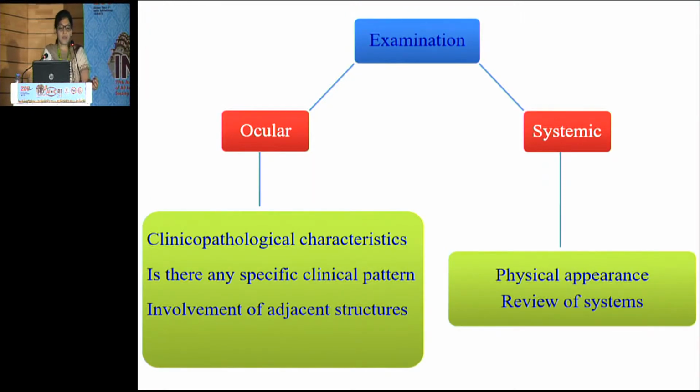Again, examination, I cannot overemphasize, it will be ocular and systemic. And there are three important things when we look at the patient in terms of ocular examination: look at the clinicopathological pattern. Are we dealing with granulomatous? Are we dealing with non-granulomatous? Is there any specific clinical pattern? And always it is important to look at the adjacent structures because this will give you a lot of clues. In the systemic examination, the physical appearance itself will give you a clue, and once you get a provisional diagnosis, you can go back and review the systems once again.